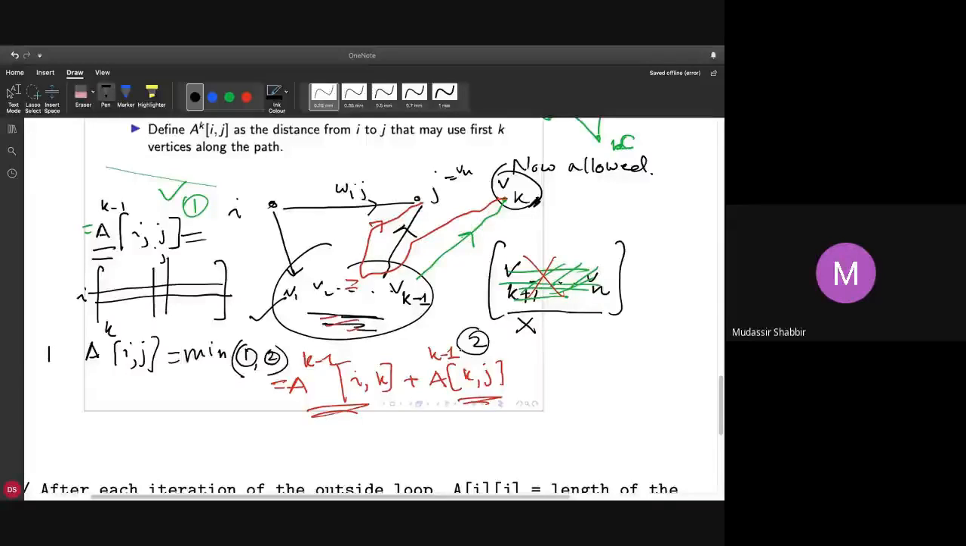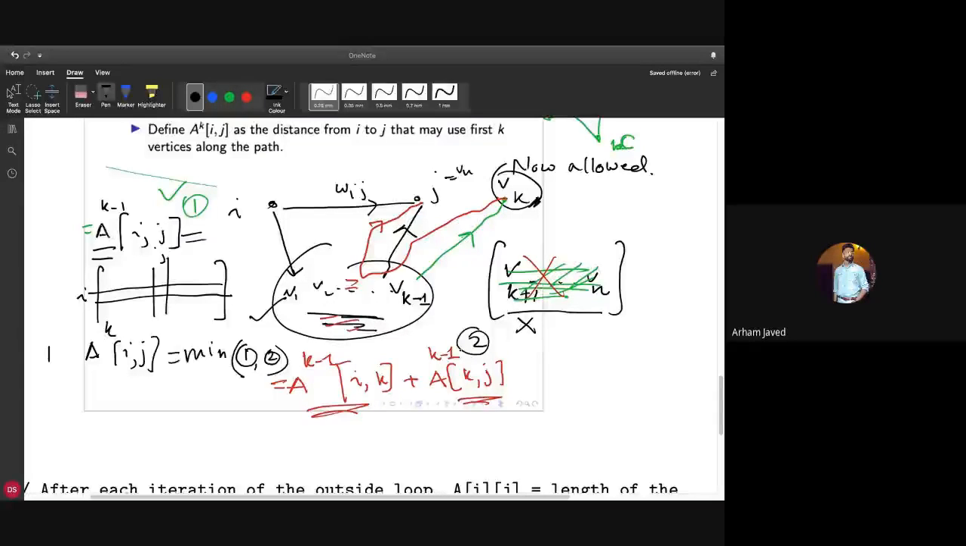Brilliant. That's it. We are done. That's our solution. That's our dynamic programming solution. We are memoizing the distances between pairs of vertices which use a subset of the vertices. And we incrementally increase that subset. उस subset को हम आहिस्ता आहिस्ता बड़ा करते रहते हैं. And when that subset includes all the vertices, we get A^n. We actually get the matrix which has all pairs shortest path distances.